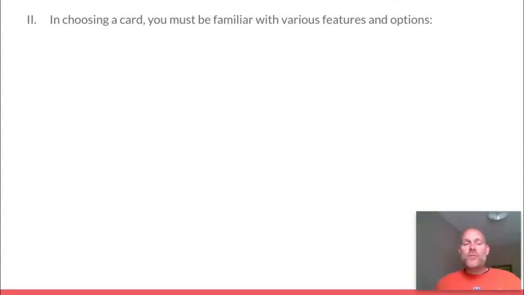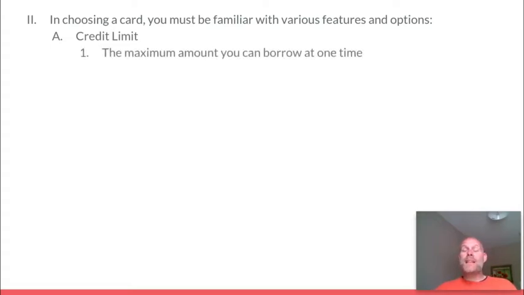So, when you're choosing a credit card, you have to be familiar with various features and options that are similar across all credit cards. The first one you need to understand is, of course, your credit limit. Your credit limit is the maximum amount that you're allowed to borrow at any one time. Again, we talked about revolving open-end credit, and they tell you, all right, you're capped at X amount of dollars. You can borrow up to it as much as you want, then pay it off, right? So your credit limit is the total, the maximum amount that you can borrow.